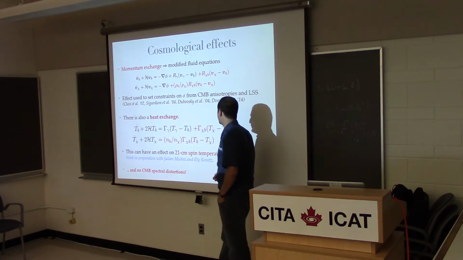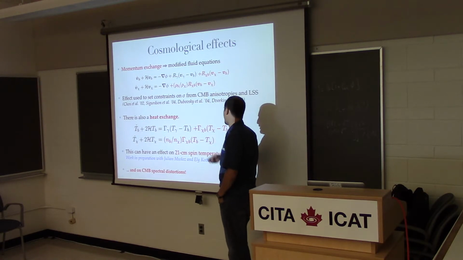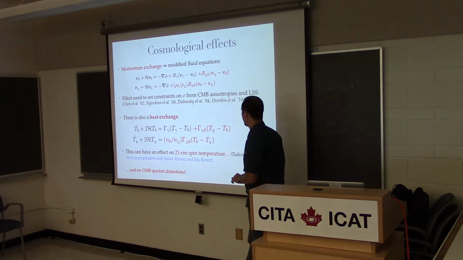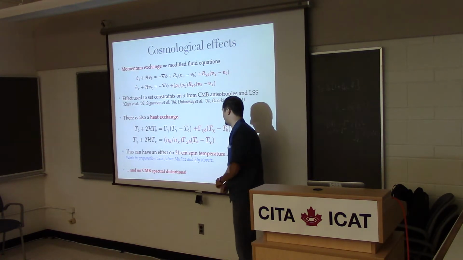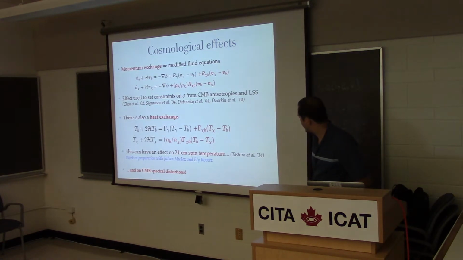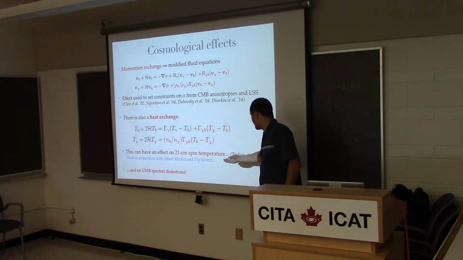And then now you would have a new term which would couple. So the dark matter would now become warm. It would have some temperature. It would get coupled to that of the baryons. And same thing for the dark matter temperature. Of course, this can have an effect on the 21 centimeter spin temperature because it depends on the gas temperature.